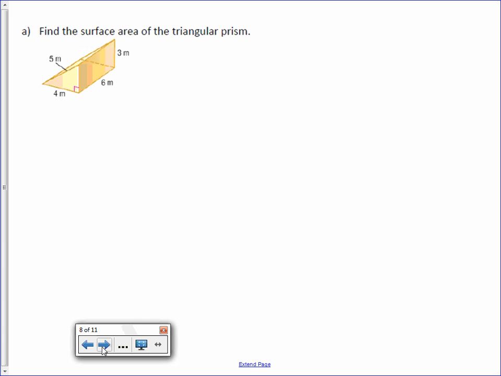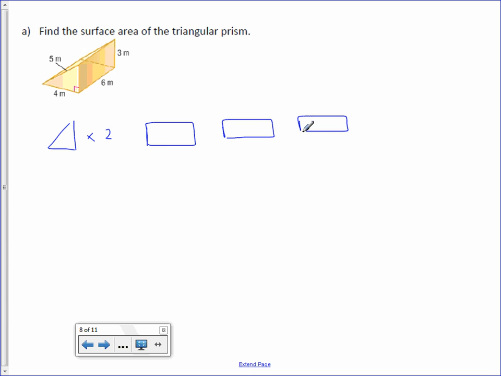So let's take a look at letter A. Find the surface area of the triangular prism. So we have two triangles that are the same, so I'm going to put times 2. And then I know I have three rectangles that aren't necessarily the same. Let's look at the triangle. The base and height of the triangle is 4 and 3.